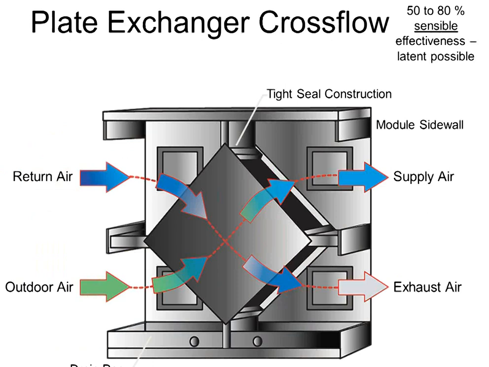There's a plate style. These can be made of metal, which is an HRV only, or they can be made of some sort of fibrous material, which allows for latent transfer. It's basically a wicking function. So it basically pulls the moisture through without pulling the actual air molecule through.